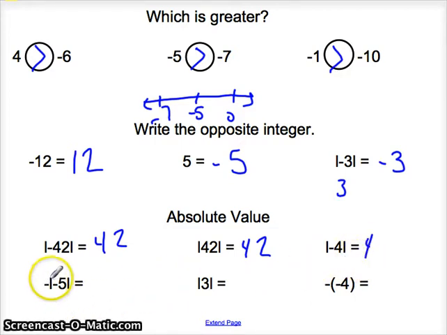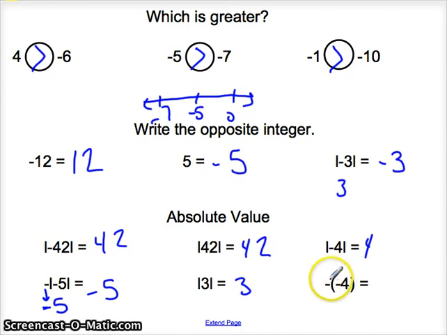Now we have to be careful when we have the negative of the absolute value of negative 5. We know the absolute value of negative 5 is 5, but we still have the negative in front, so we have to bring that down with it. So we have a negative 5. When we have a negative absolute value, it's going to be a negative number. Here we have the absolute value of positive 3, which is 3.